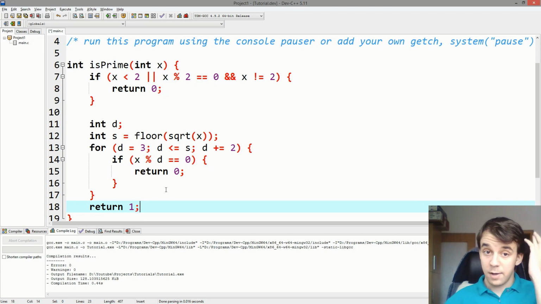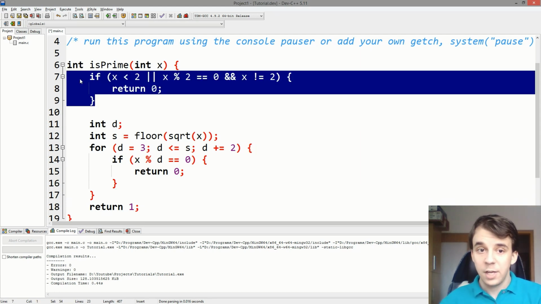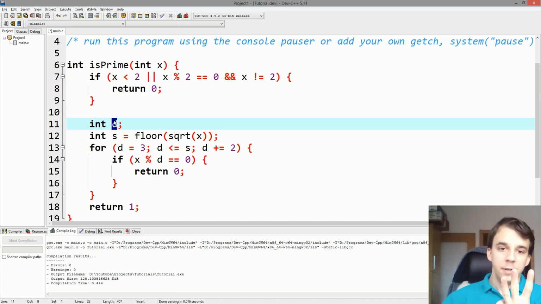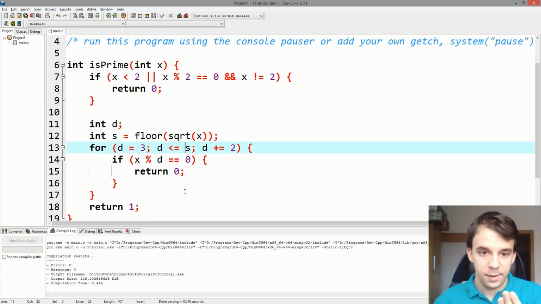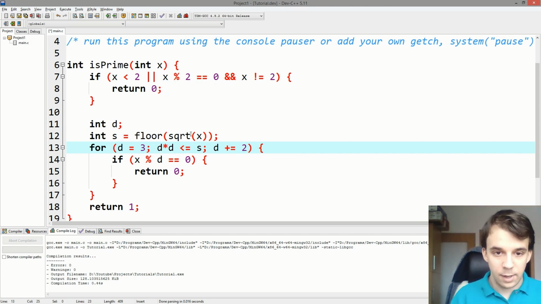And that's the simplest algorithm I know of, and it should get you up and running; you can implement this in like 2 minutes. Just remember, there's an if in the beginning where you check the most common non-primes, and then there's a d that goes from 3 up until square root of x inclusive. So you have less or equal than s, and some people like to do d times d less or equal than x here, but that's less efficient because you have to calculate d times d every time. So this way you don't have to.